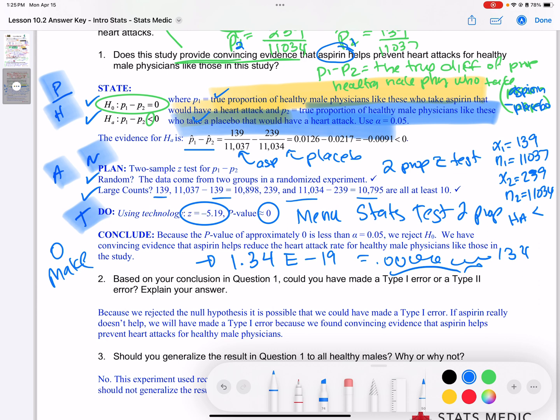All right, this says if I made an error, which one would it be? Well, since I rejected, if I went back and said, oh no, I made an error, that would be a type 1 error. A type 1 error is an error that rejects H0 when I should not have rejected it. So if the aspirin really doesn't help, we will have made a type 1 error because we found convincing evidence that it does help, but it actually doesn't.